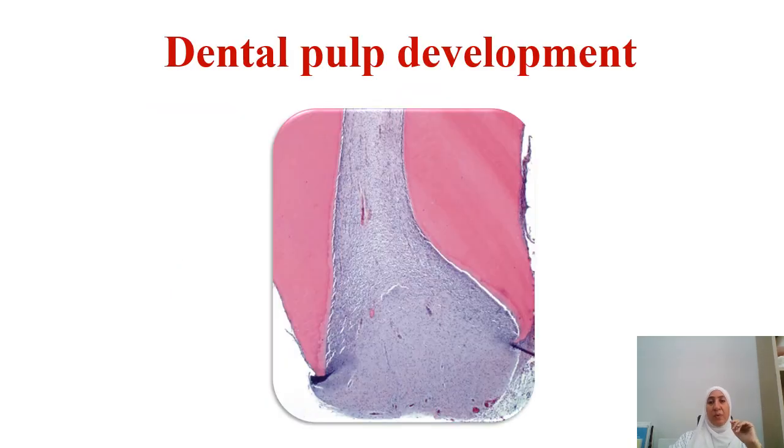Of course, the dental pulp development, we discussed this before during dentinogenesis and during tooth development, that the pulp originates from ectomesenchymal tissues, which was the dental papilla, filled with neural crest cells, and after dentin formation, the remaining part of the dental papilla is considered the dental pulp.